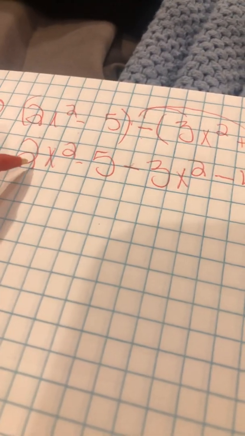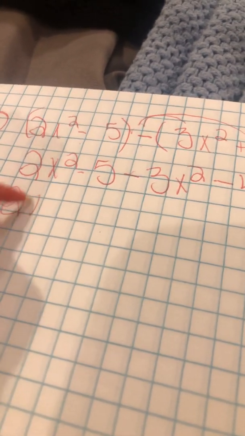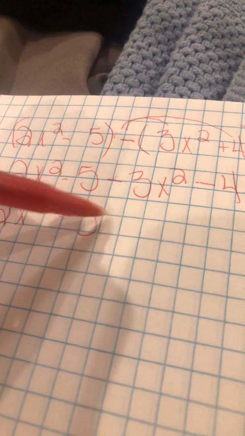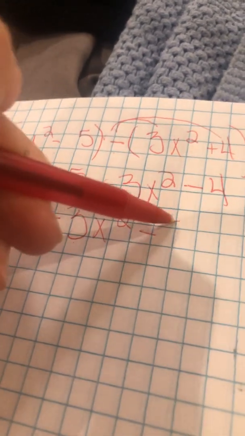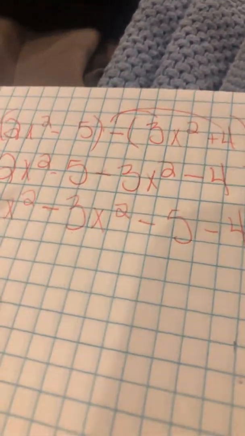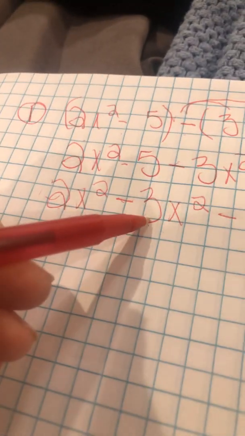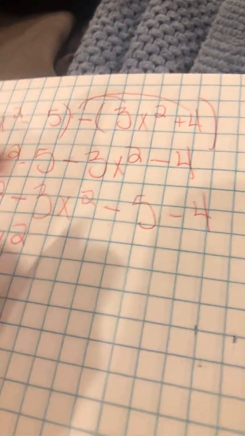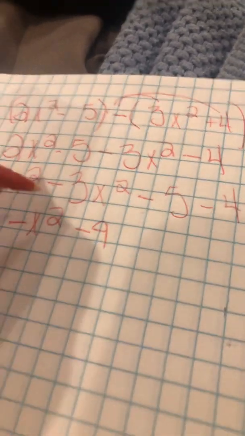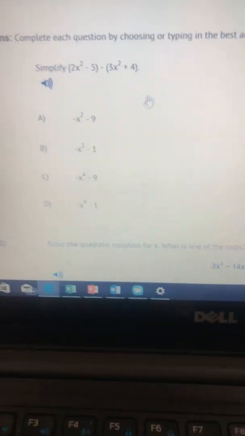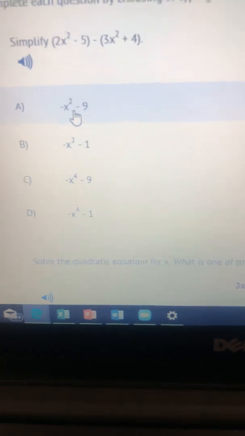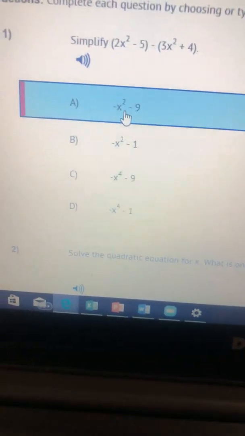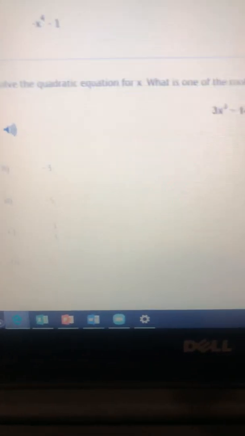So now we're just going to simply combine our like terms. We're going to have 2x squared minus 3x squared minus 5 minus 4. So I'm going to combine the 2x squared and negative 3x squared to give me a negative x squared, and then a negative 5 and a negative 4 to give me a negative 9. If I look here at my answer choices, my answer choice would be A, negative x squared minus 9, so I would choose that one. Now let's go to number 2.